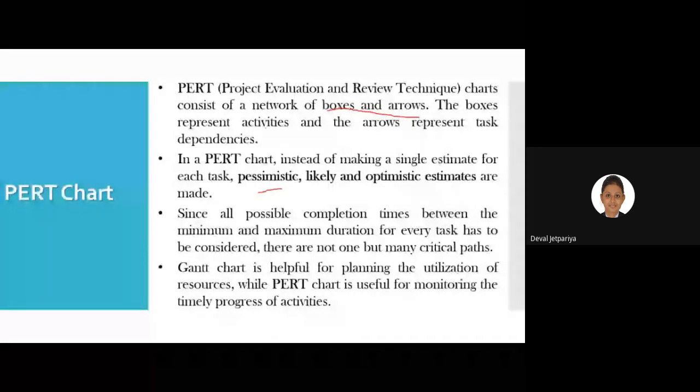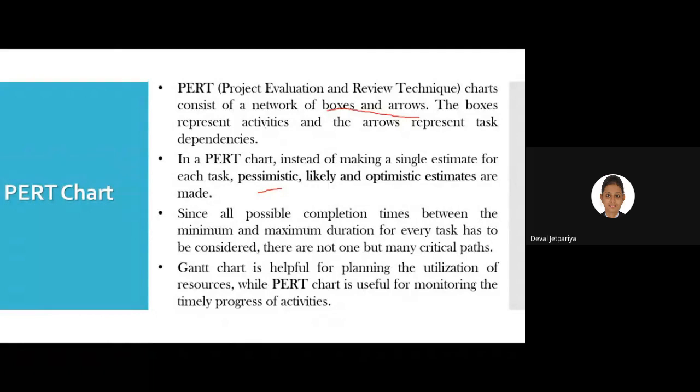Gantt chart is helpful for planning the utilization of resources, while PERT chart is useful for monitoring the timely progress of activities. So what is the main requirement? This Gantt chart is used for the planning purpose, and this PERT chart is mainly used for the monitoring purpose, that is, what is the cost and efforts you require in this project. So how can we monitor?